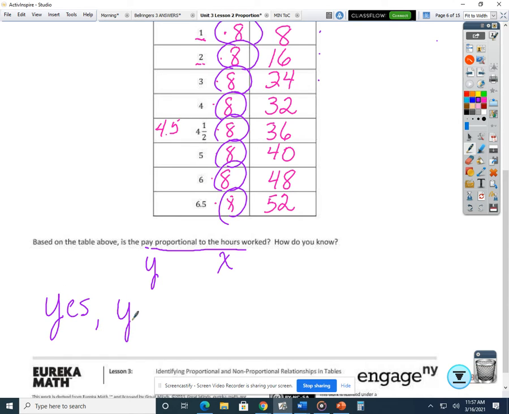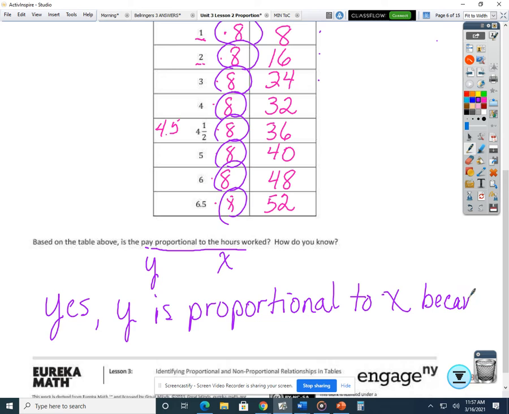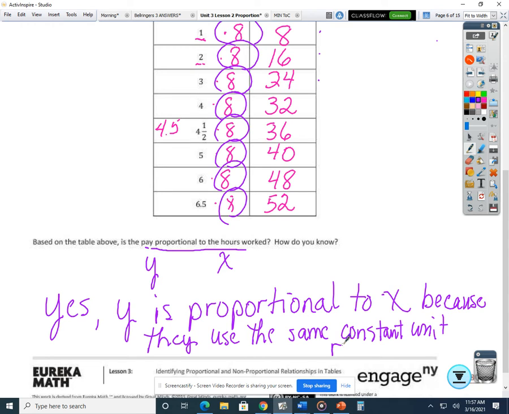yes, Y is proportional to X because they use the same constant unit rate, and that is K is equal to 8.